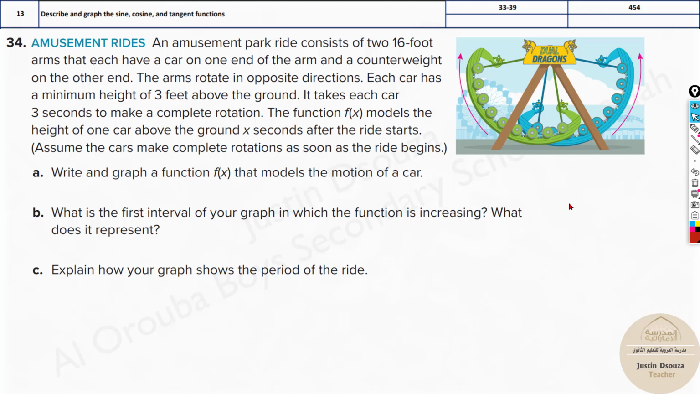Okay. I guess this is also similar to the previous one. Let's do this one as well. An amusement park ride consists of 16 foot arms.